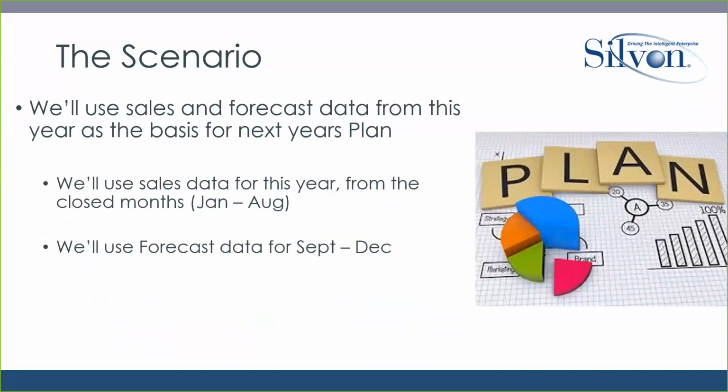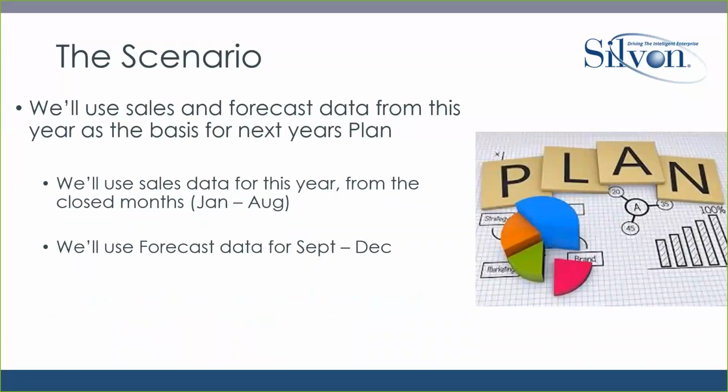And then in my case, I'm going to go ahead and use the forecast that we had for this year, or the plan we had for this year, for the months that we haven't completed our sales for. So I'll use sales from January through August for this year, because those are closed months. Our sales are complete for those months, and I can copy over and apply an increase to them.